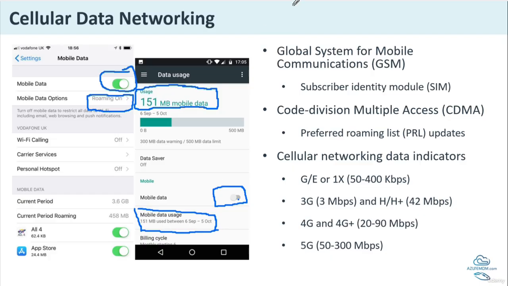So basically, the GSM mobile phones, which is Global System for Mobile Communications, which we use in India especially, are the phones which can get connected to the mobile network, to the mobile data via the SIM card, which is Subscriber Identity Module.